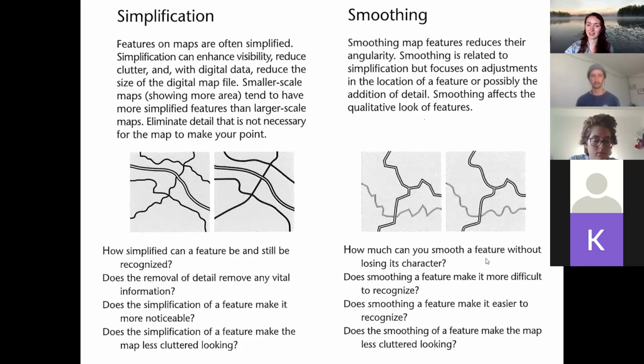With smoothing, you want to ask how much you can smooth a feature without it losing its character. You don't want to mess up the location of things too much. You want it to still look like what it's supposed to represent. Is it more difficult or easier to recognize after you do that effect? If it's more difficult to recognize, you might want to rethink that smoothing. And again, does it make the map look less cluttered? These are aesthetic decisions that you make to make the message of your map clearer and a little easier on the eye. So again, it's both an art and a science, map making.